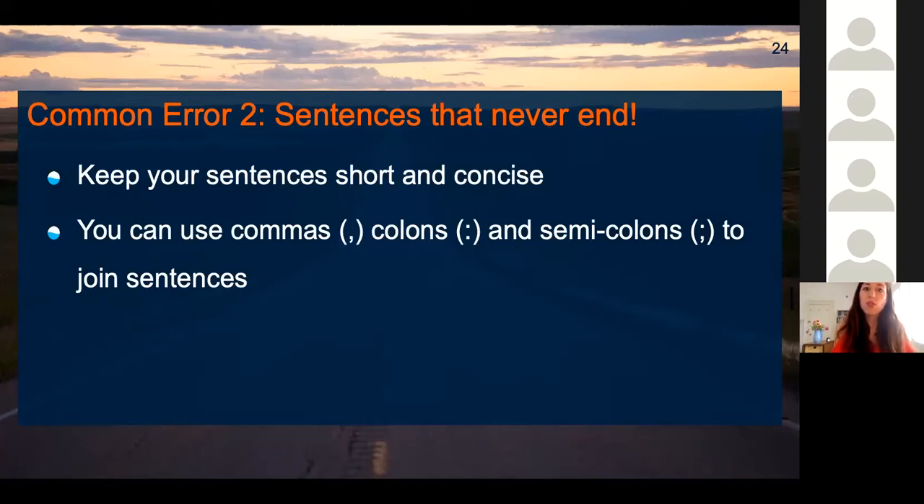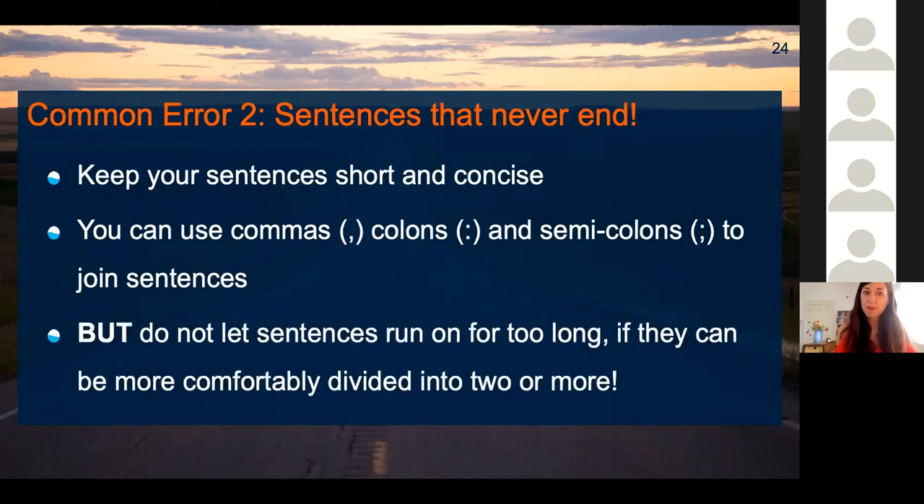You can use commas, colons, and semicolons, so different forms of punctuation, to join sentences effectively in some cases. For example, colons can be used before a list of items, commas to link clauses, things like that. But do not let sentences run on for too long if they can more comfortably be divided into 2 or more sentences. So I have one example here that we can look at.